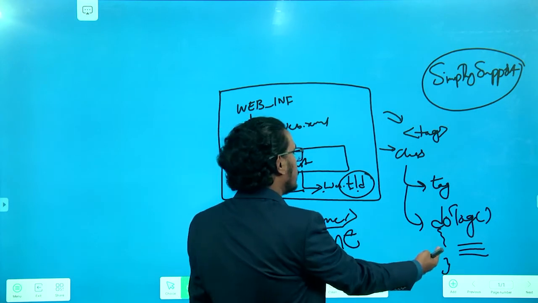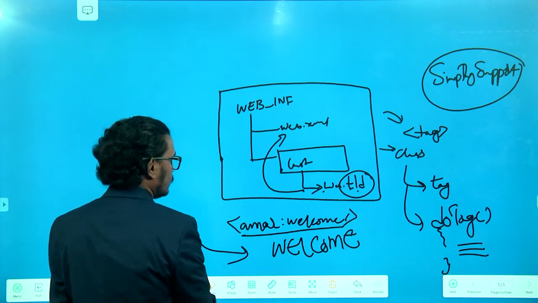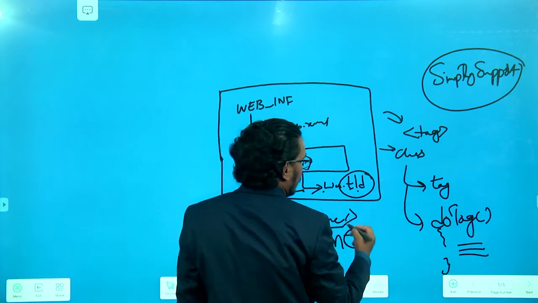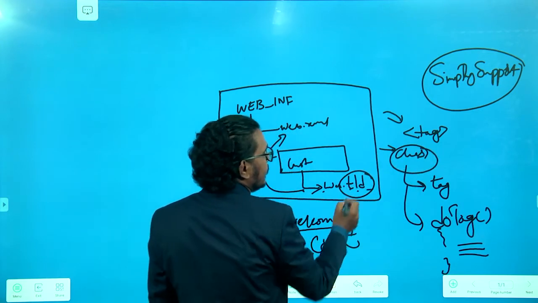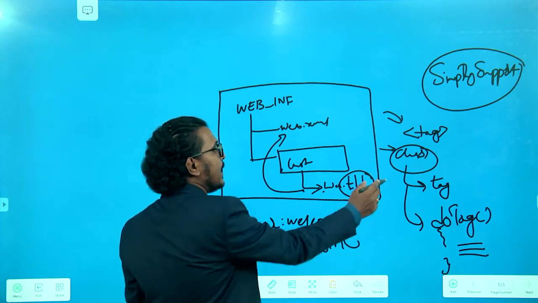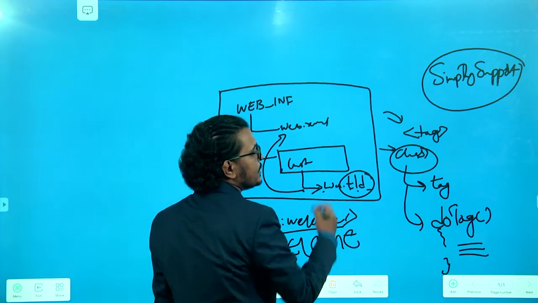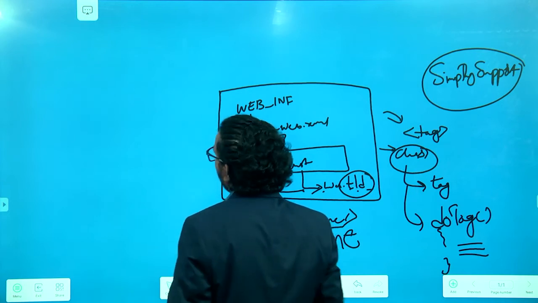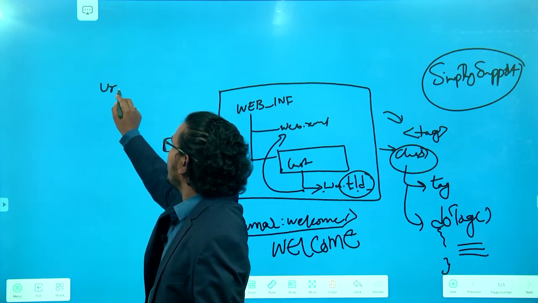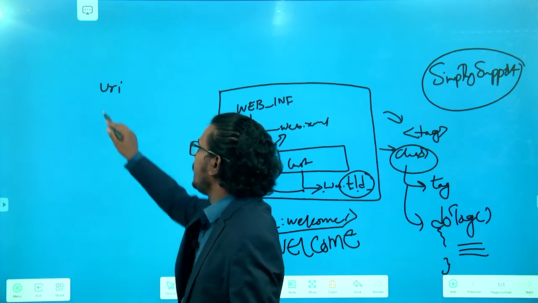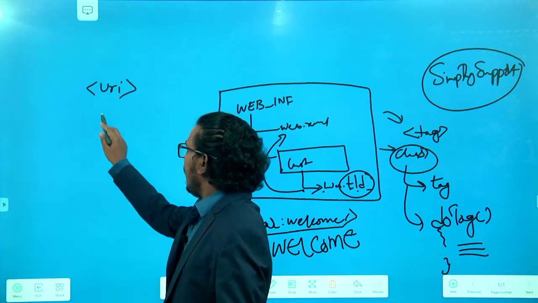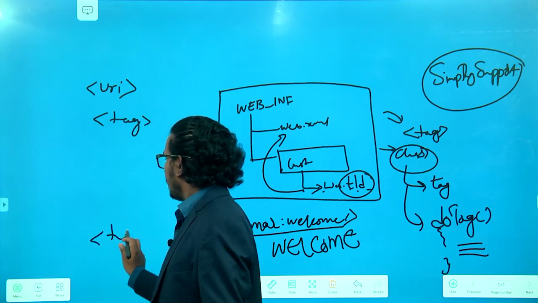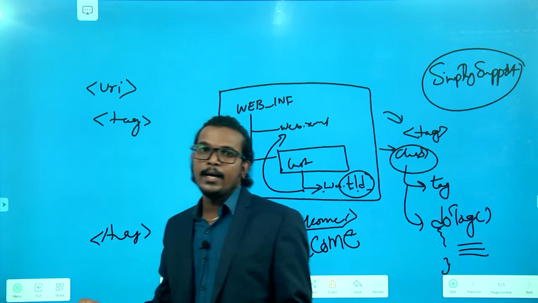Once your override is over, you have to call this particular tag class in your TLD, the tag library descriptor. Here all information will be available by default, so your URI information is also available. After that you have to open your tag, this is a custom tag, and close your tag.